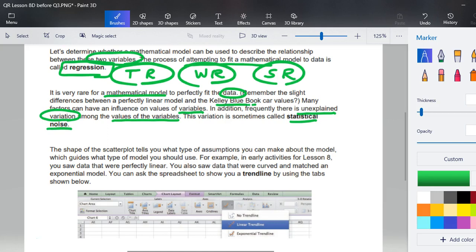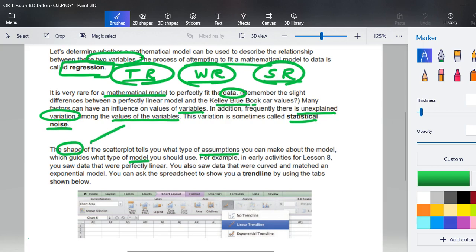The shape of the scatter plot. So we're going to be looking at the shape. We're going to look at the shape of all three of these: the one with technology, the one with the work, the one with the sleep. It can tell you what kind of assumptions you can make about the model. And this is going to guide what kind of model we're going to use.